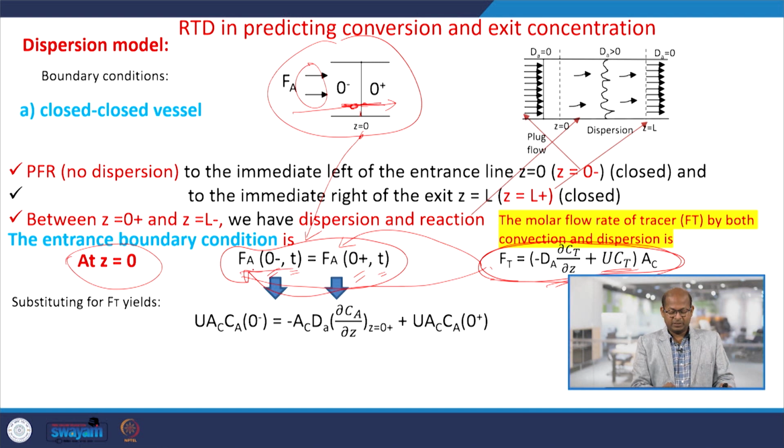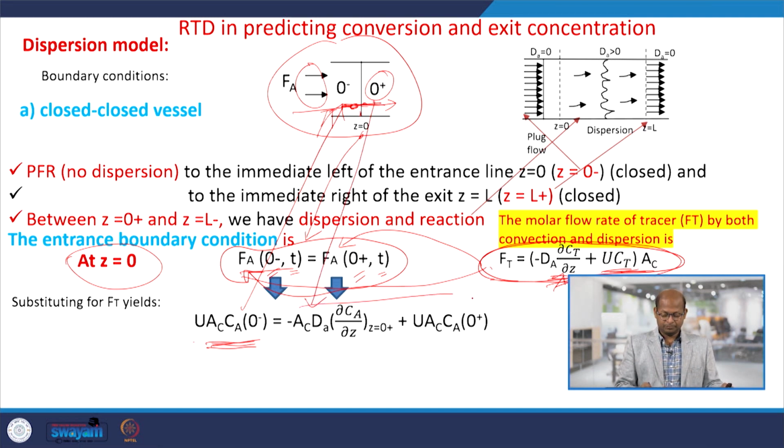At this particular point I said there is no dispersion, so this part we can eliminate. Therefore, at z equals 0 minus, u a C_A0 minus, this part is eliminated and only this part is left. So, on the left hand side it remains there. Since there is only convective flow and no dispersion, just crossing 0 minus to 0 plus at this particular point, these are the boundary conditions: the concentration or molar flow rate of component A is this, and at this particular point it is this.